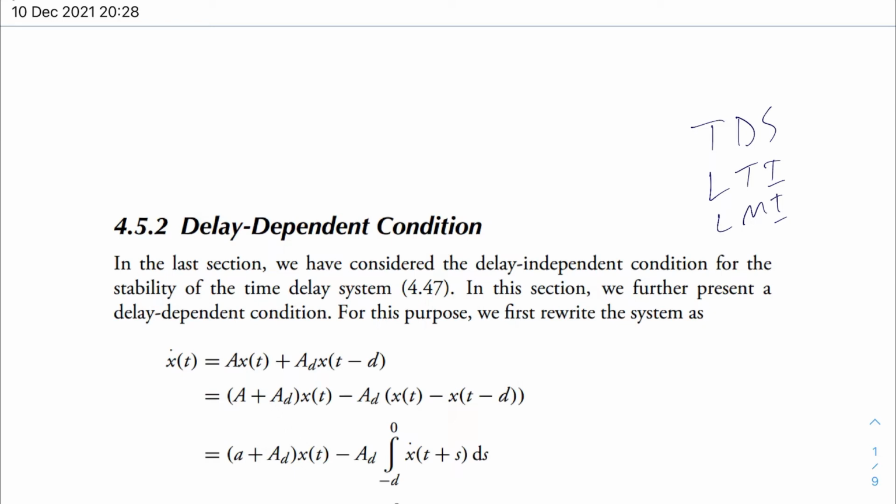There are going to be two types of LMI conditions. First is called delay dependent, right? Delay dependent. And second is delay independent. Let me explain that. First, the delay dependent condition is, I don't want to say if and only if, right? However, it is not as conservative as the delay independent condition is.